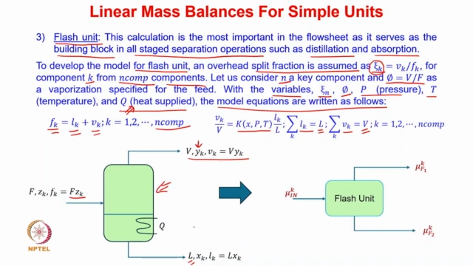So this particular input output representation we wanted to represent in a simpler way. If there is an input to the flash unit, we wanted to represent what will be the molar flow rate coming out as a top product and what will be the molar flow rate coming out as a bottom product, and this we wanted to represent in terms of the split fraction, so that we will get linear equations in terms of input and output. That is what the ultimate objective is.